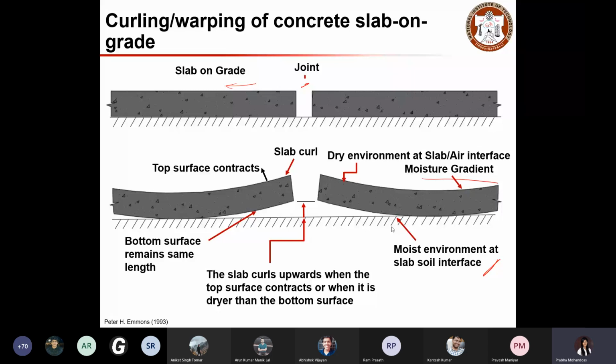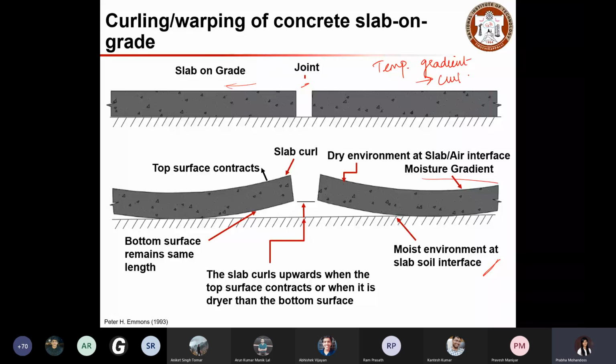So what happens when you have a temperature gradient? You can observe this in the reverse direction. So you have curl downwards, right?